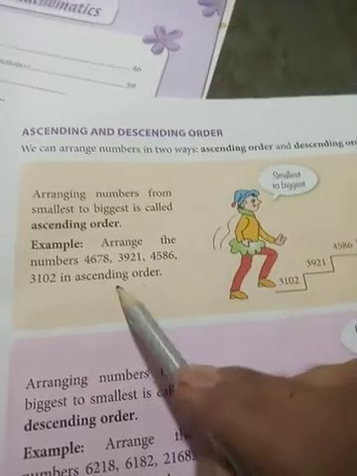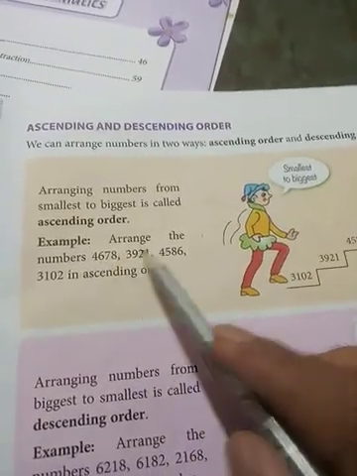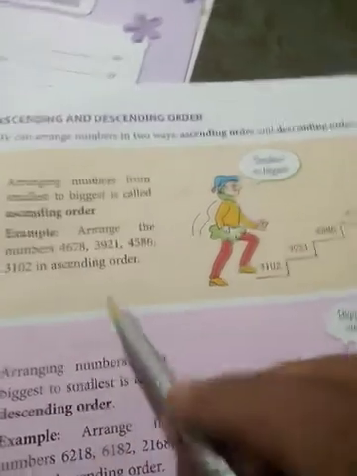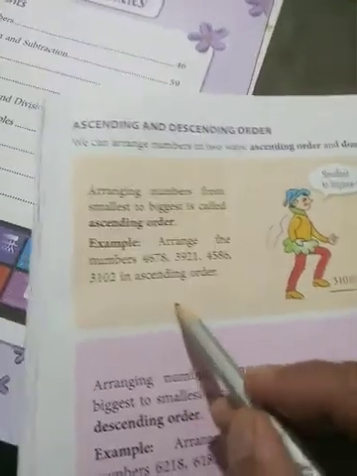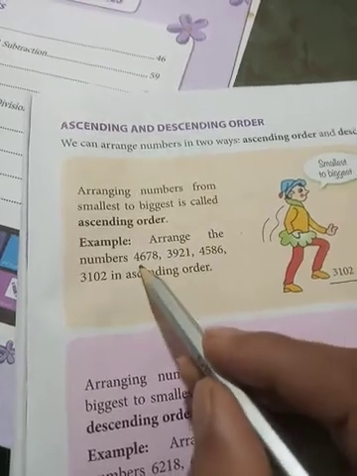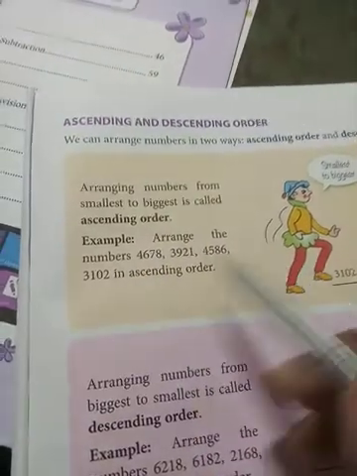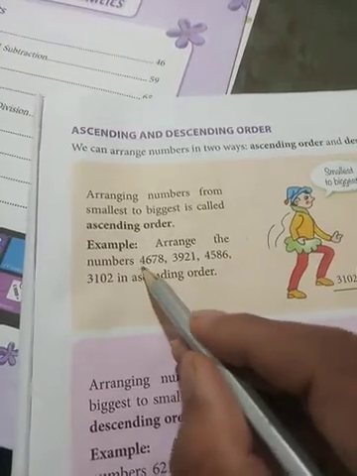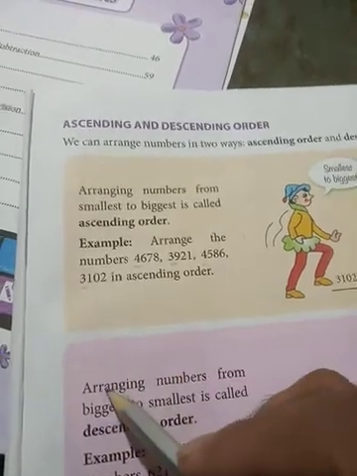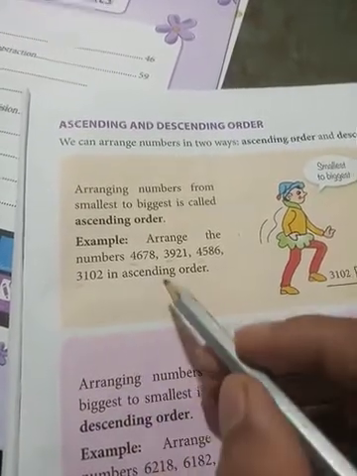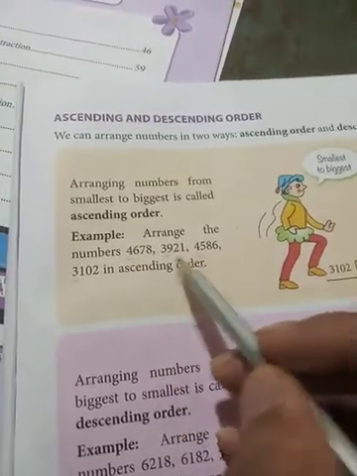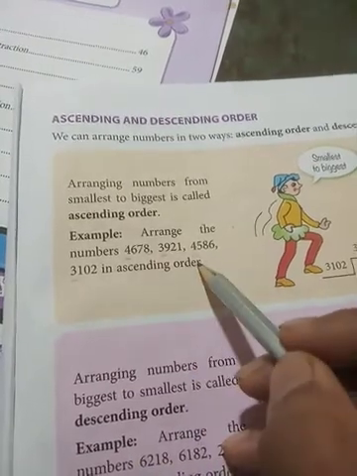Arrange the numbers 4678, 3921, 4588, 3102 in ascending order. That is this question. When we are arranging, we need to first find out which is the smallest one. You can see how to find it out. First, these are all 4 digit numbers. Then what we have to do next is look at the left extreme: here 4, here 3, here 4, here 3. So we need to find out which is smallest. You can see that the left extreme of these two numbers is 4, and of these two numbers is 3. So these two are not the smallest ones.